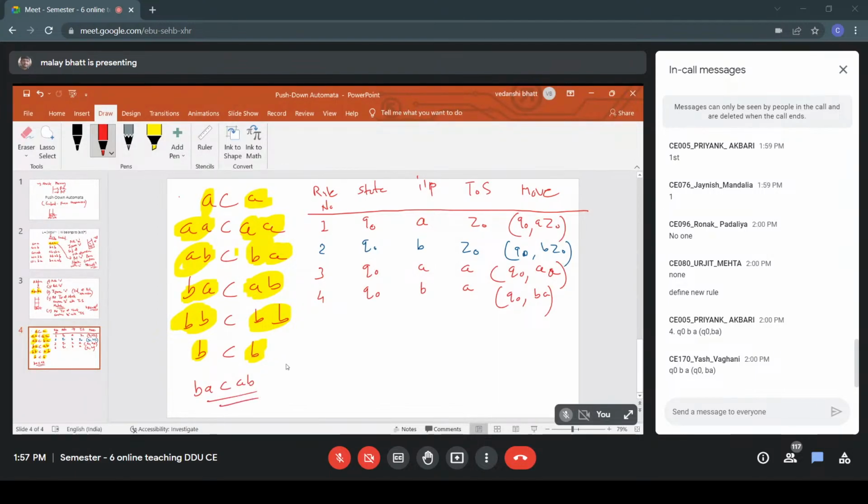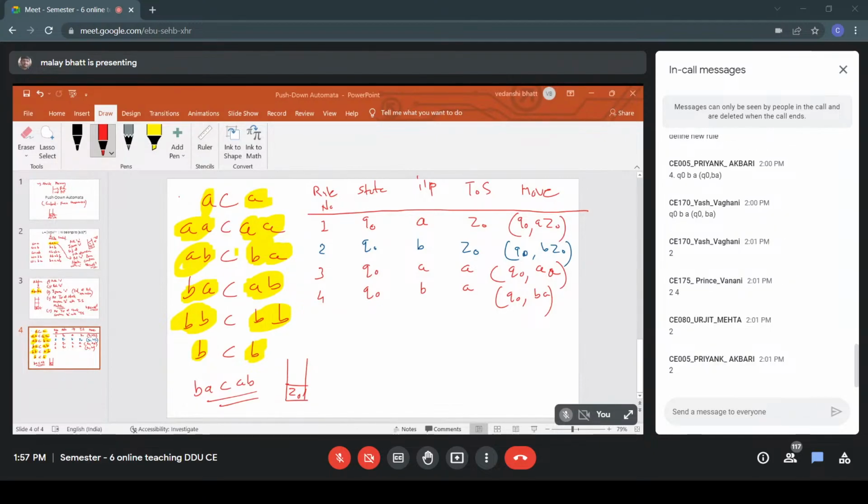Let us consider this. If you want to solve this kind of example, what will we do? Okay, now we want to solve this example. So what rules will apply? The first is we'll apply rule number 2, because B is in the input and Z0 is on the top of the stack. So as per rule number 2, we are able to push B on the stack.